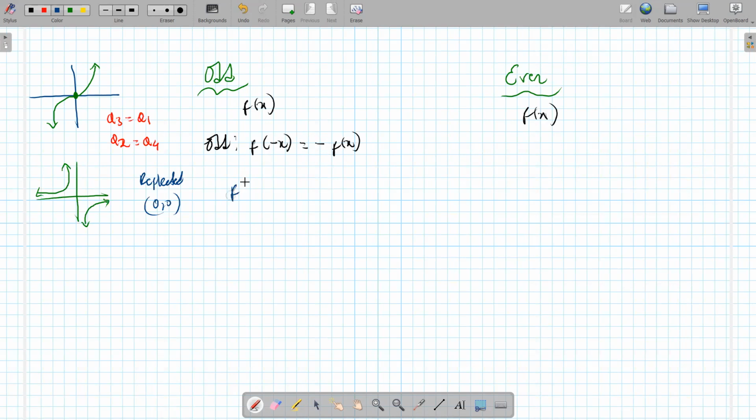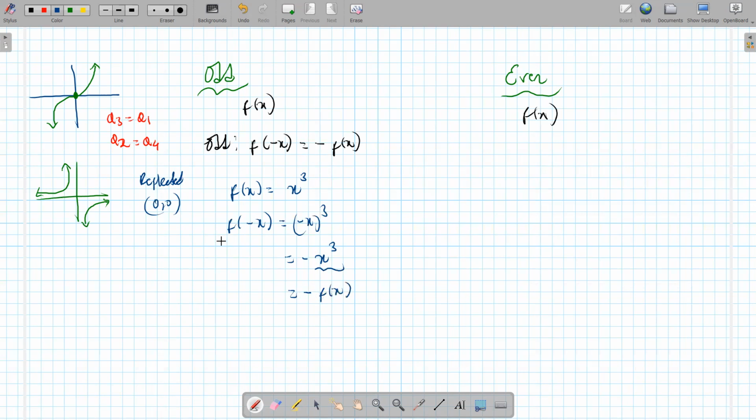Let's say f of x is x cubed. What is f of negative x? Negative x, cubed. So it'll be negative x cubed like that. And then you can pull out the negative sign, it'll be negative x cubed. Now, x cubed was our original f of x, right? So you can rewrite this as negative original f of x.